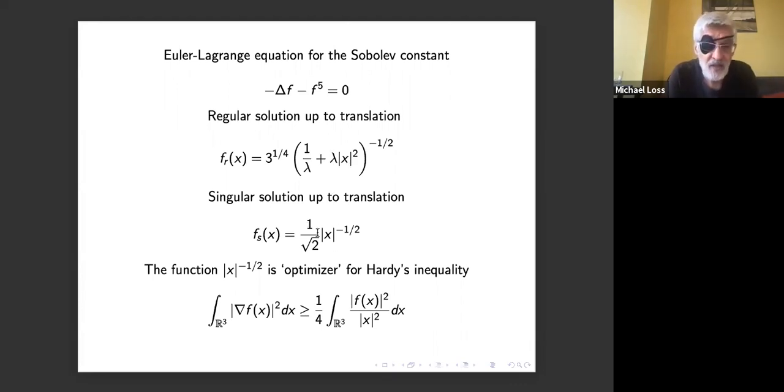But also this |x|^(-1/2) is an optimizer for Hardy's inequality. So this suggests that we can actually get a different kind of requirement on the magnetic field, which guarantees at least for some zero modes. Or no, not guarantees, but it's a necessary condition for zero modes. So let's see. How do we do that?